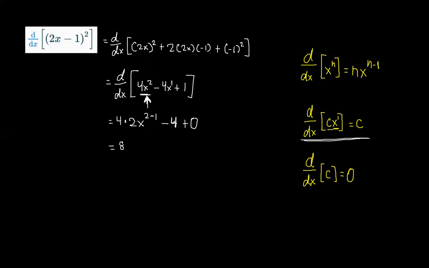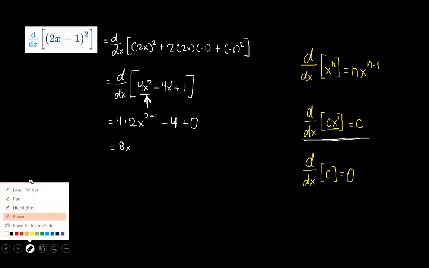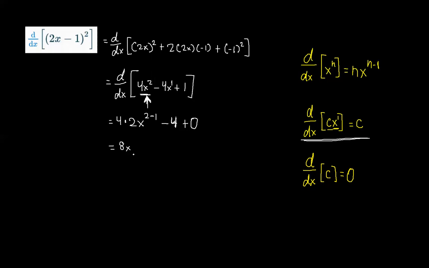So we can now simplify. 4 times 2 is simply 8. Then copy the variable. Then here we have 2 minus 1. So 2 minus 1 is obviously 1. So 8x raised to 1, or just simple x, because it's just the same. Okay. Next, we have negative 4 plus 0 will just give you negative 4. So yeah, that's it. This could be your final answer.